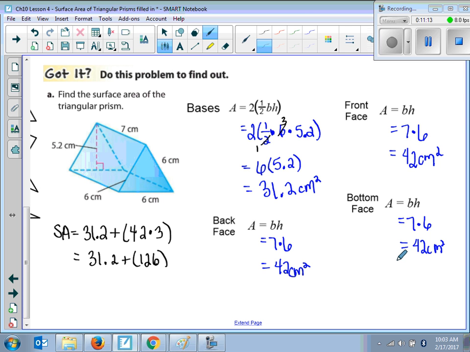Very good. So now, all right. So our total surface area is 157.2. And what are my units going to be? Centimeters squared. Very good. Because we're looking at surface area, right? It's surface area, so it's centimeters squared.